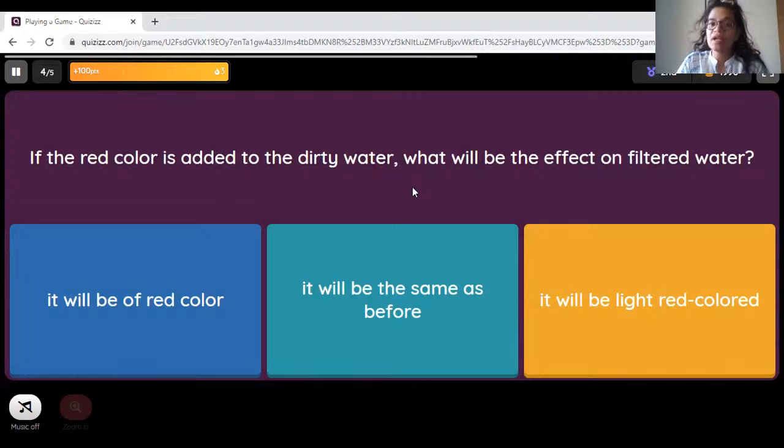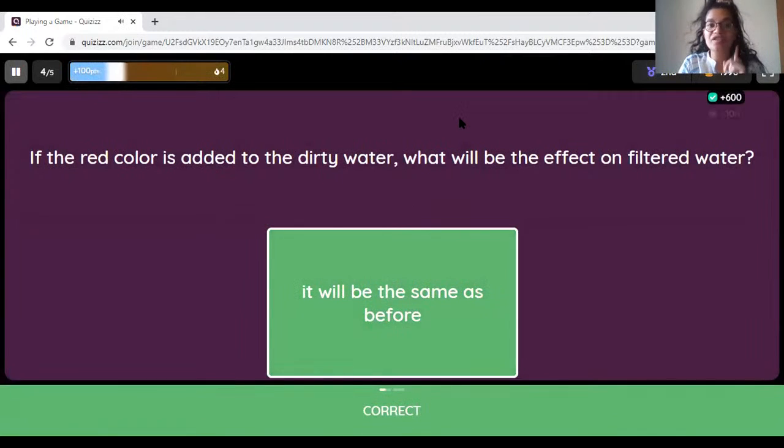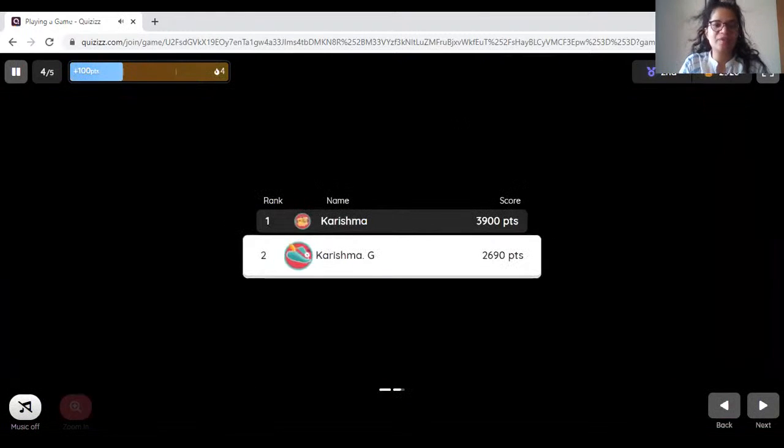Remember what I told you? If you add color to your water, there's going to be no change in the result. So it's going to be same as before. Very good if you all have done this. That means you all have understood and heard me carefully. Very good.